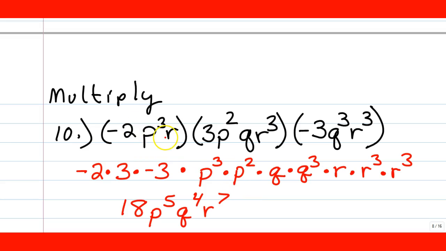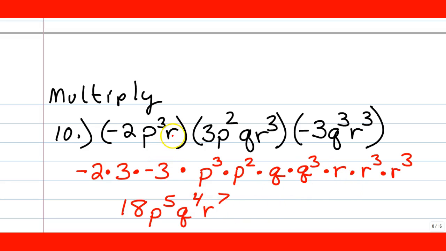With the q's, in the first term there are no q's to give, but in the second term there's 1 q, so we'll copy that down here. And then in the third term we have 3 q's available. Now that 1 q, it has a 1 here even though we don't see it. So this is a 1 plus a 3 to make q to the fourth power.